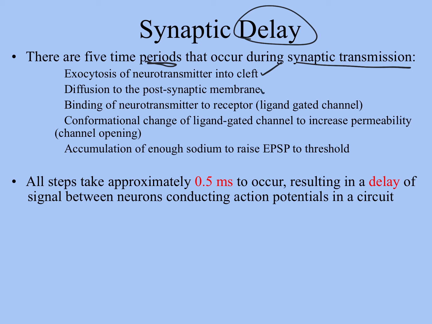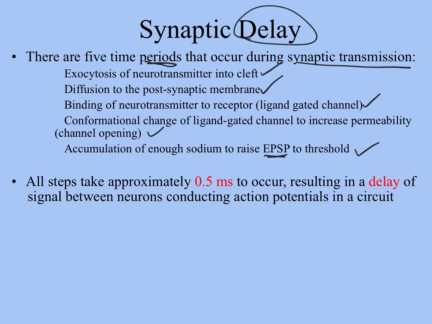Those neurotransmitters have to diffuse to the postsynaptic membrane and then bind to the receptor. Again, it takes more time than an electrical transmission. The receptor has to change conformation to open and allow the ions, whether they be sodium or potassium, to go through. We're talking about EPSP, so that would be sodium. And then you have to accumulate enough sodium in the postsynaptic neuron to reach threshold potential.